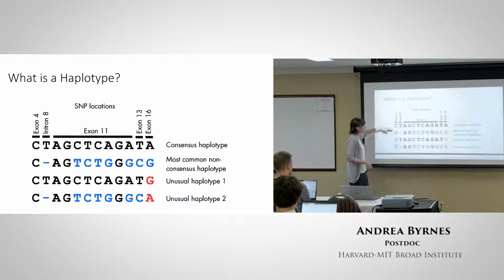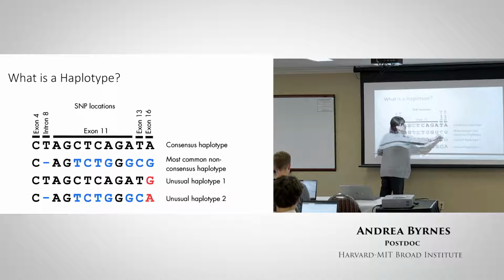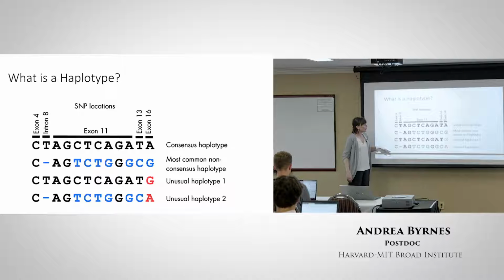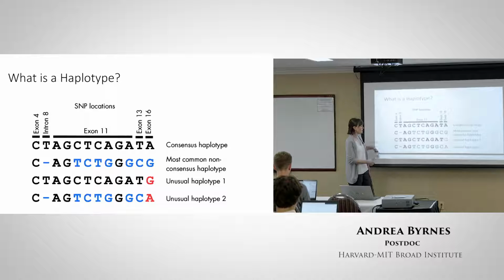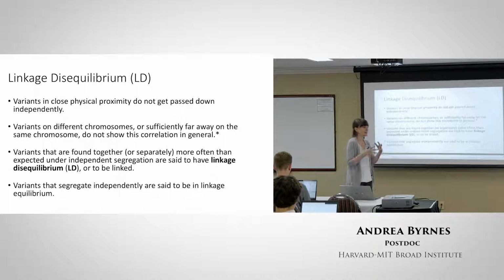So if this is the reference sequence at a location, and then you have some non-consensus haplotype, with some variation here and here, then if you have a new mutation on this first haplotype, you still have most of this consensus haplotype and then one different spot. And similarly, for the unusual haplotype 2, you still have most of this black and blue one with one unusual variant there. And this is how folks construct things like phylogenetic trees and trace back our ancestry along chromosomes.